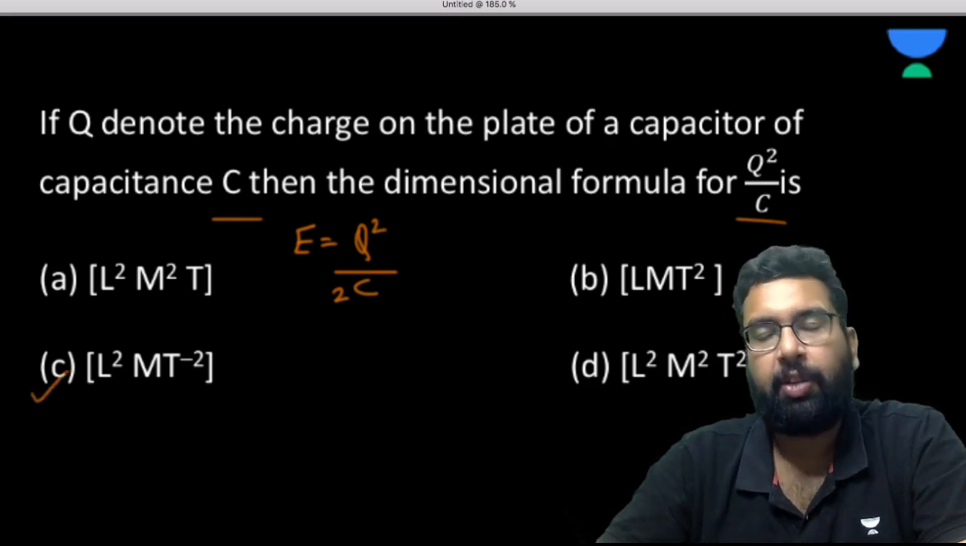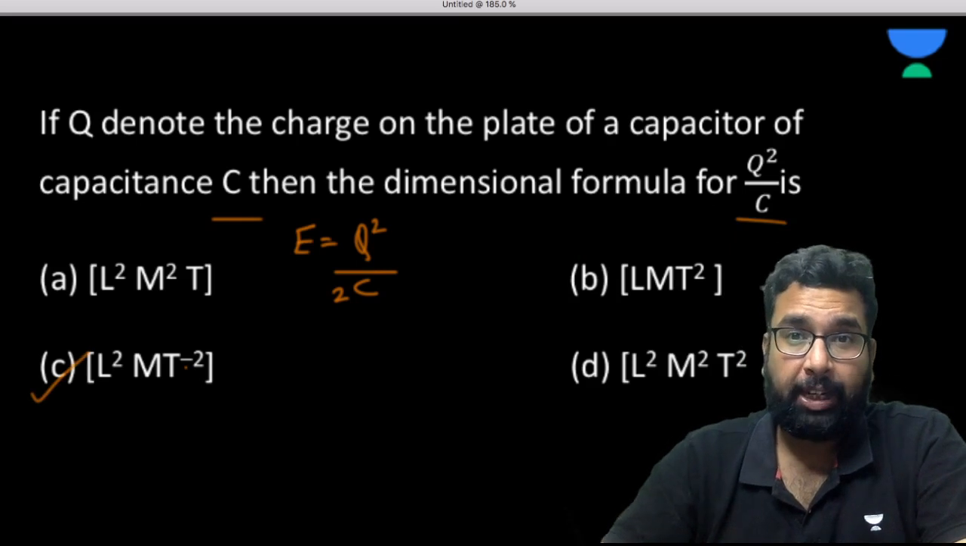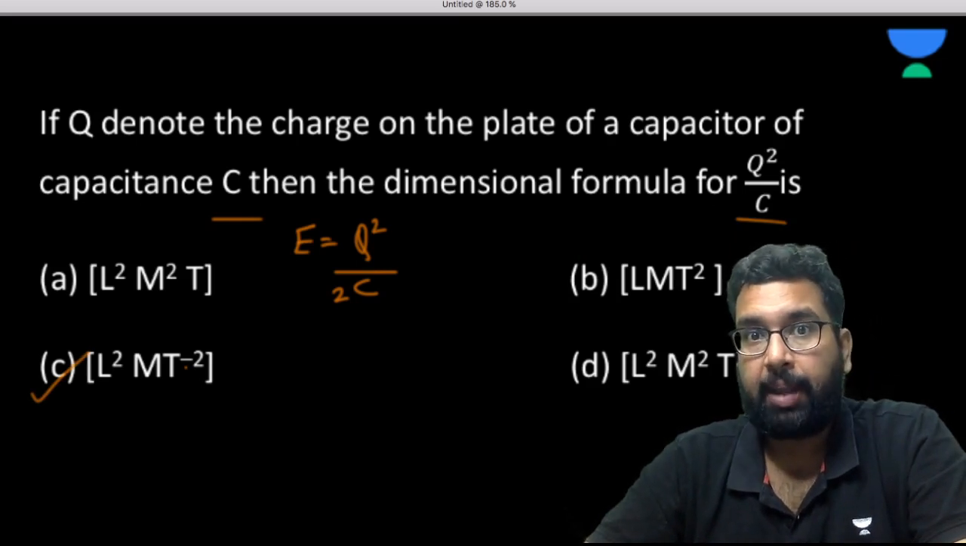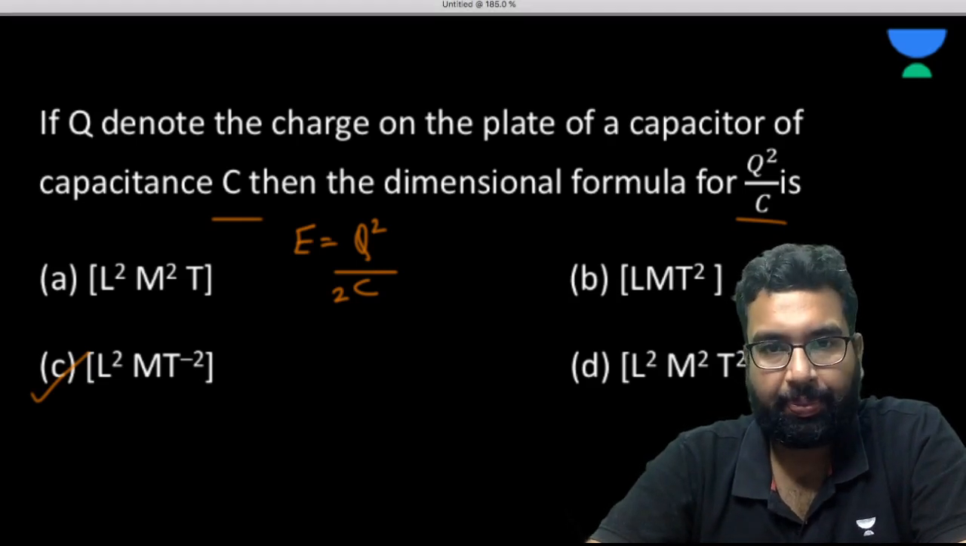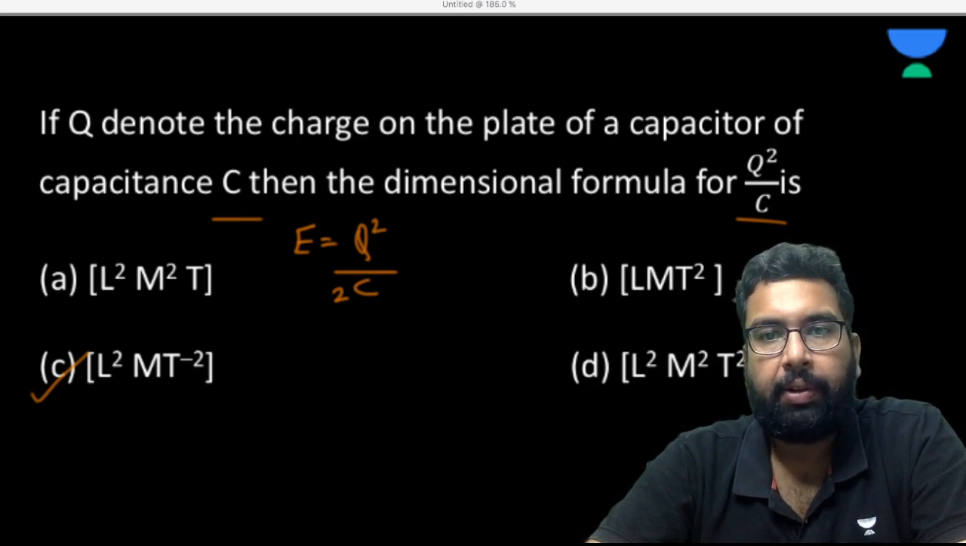So what is the dimension of energy? Sir, force multiplied with some length. Force is MLT minus 2, so MLT minus 2 into L. I hope it is clear to everyone.